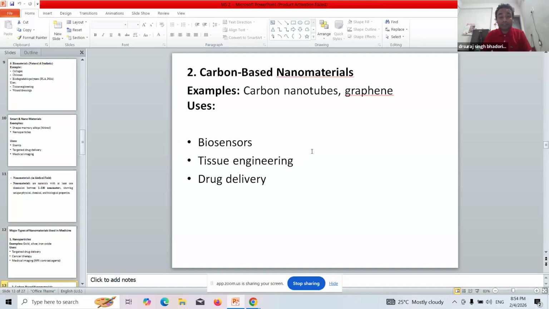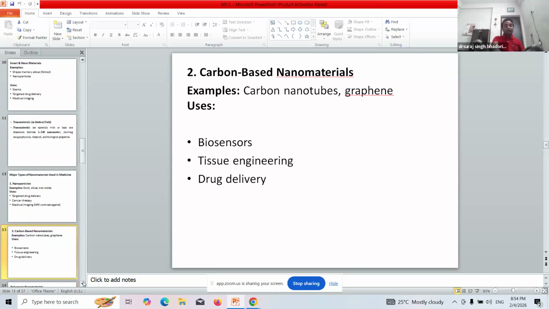Carbon-based nanomaterials: generally, they are carbon nanotubes and graphene sheets. These are used for screening purposes, like biosensors, tissue engineering, and drug delivery. For that, we use such carbon nanotubes and carbon materials because they have the property to grasp and reflect the source of light. So this is a very important part of carbon-based nanomaterials.